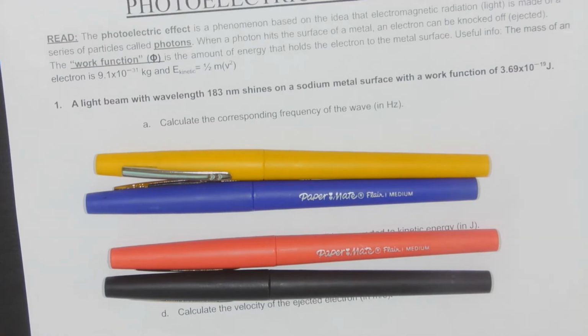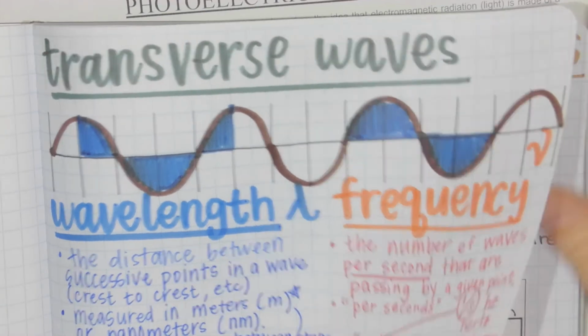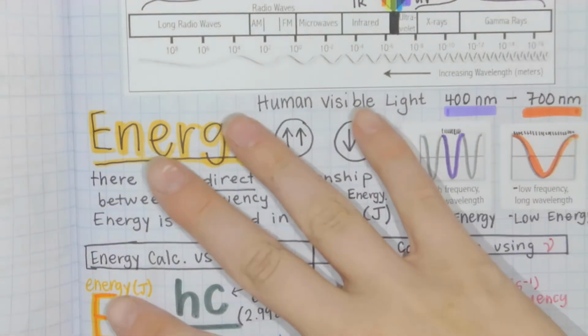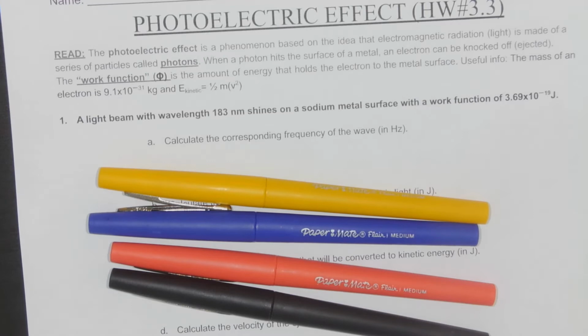right? Wavelength, we did blue. Frequency has been in red. These are old notes. Energy, the page after, I was using yellowish orange. And so that's the color scheme that I'm going to be using for the calculations.